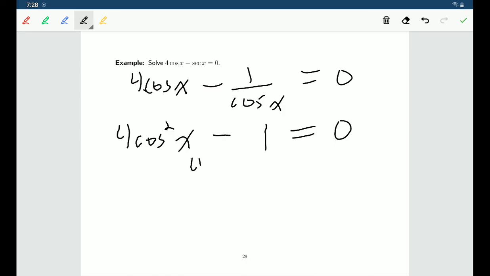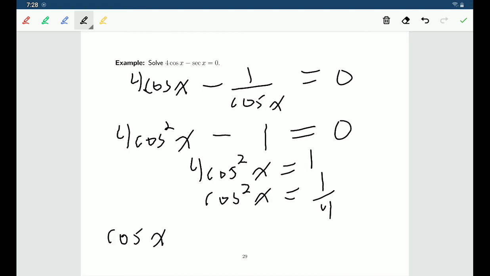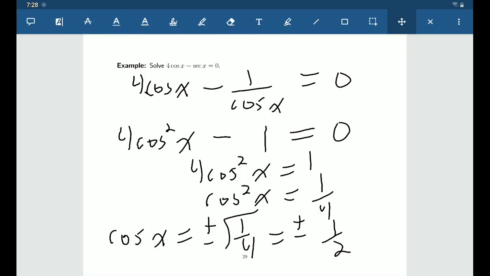And so now I'm going to isolate the trig function, and then do the same thing that we did before, which is cosine squared x is equal to a quarter. So cos x is equal to plus or minus the square root of a quarter. And the square root of a quarter is root of 1, which is 1, over root of 4, which is 2. So in other words, we have plus or minus a half. So we'll be looking for where cosine is positive a half or negative a half.